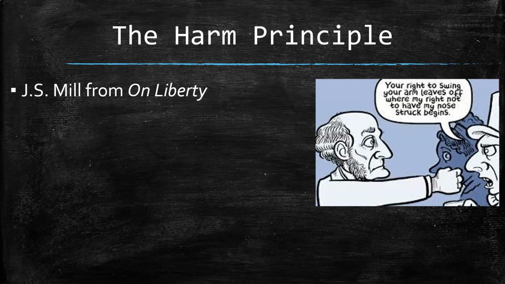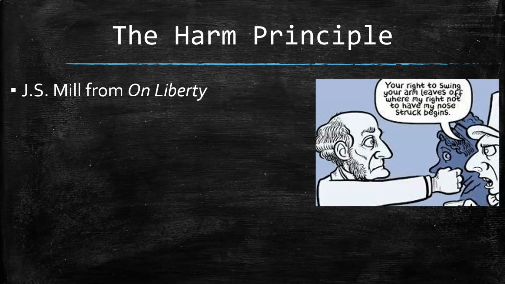Let's just jump into politics for a second. If we looked at politics, this would be more of a libertarian view of the law. Libertarians argue that the only things that should be against the law are things that hurt other people. Mill here is really talking about physical harm. And this is in the video, and in the image here, the caption says, your right to swing your arm leaves off where my right not to have my nose struck begins, right? So I can do anything I want so long as it doesn't physically hurt you.